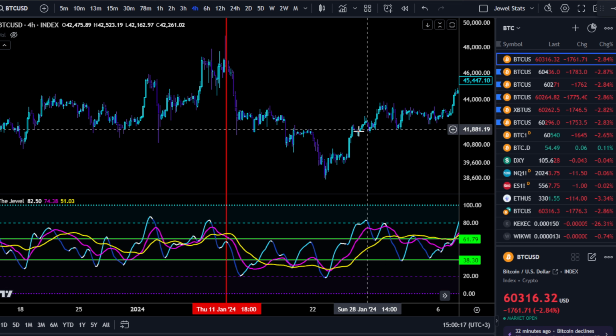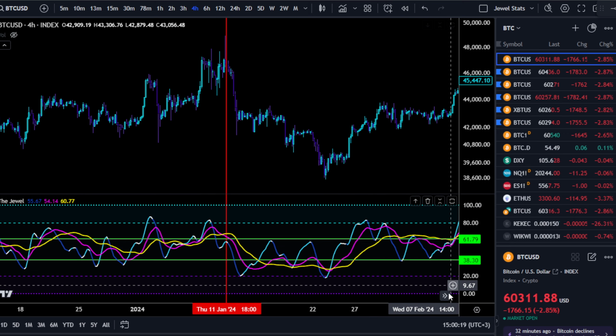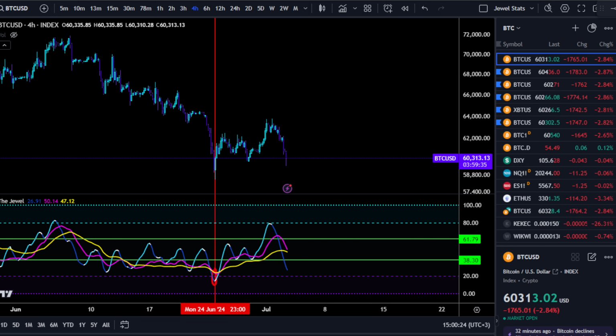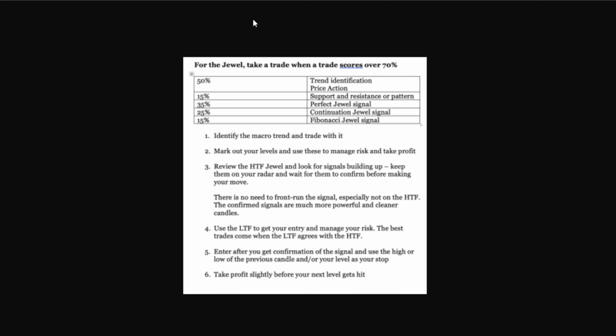But technically speaking, those are not as good or as high probability as the ones that we spoke about before that. Okay, so now I want to bring you over to this infographic here.